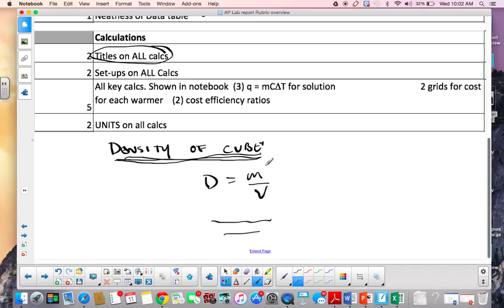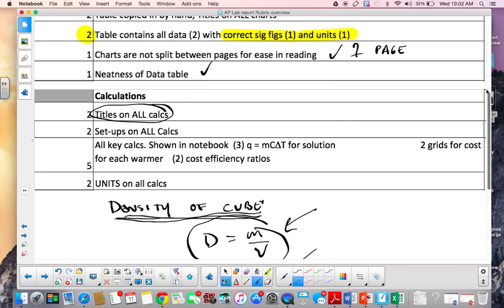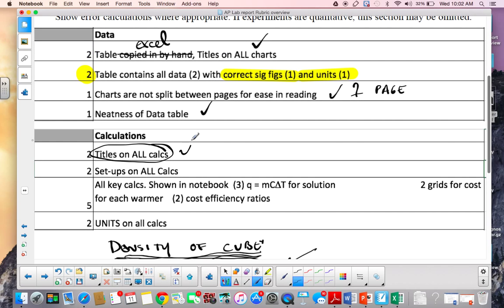Now, if you're doing multiple density calculations, right, you can show basically the setup. You only have to write the setup once, and then you would write the numbers for each of them. After that, you wouldn't have to show the setup each time for each successive calculation. But anytime you do a calculation, you have to have a title on it. You get 2 points for that because that goes back into organization. In this case, you get 2 points for setups on all your calculations.